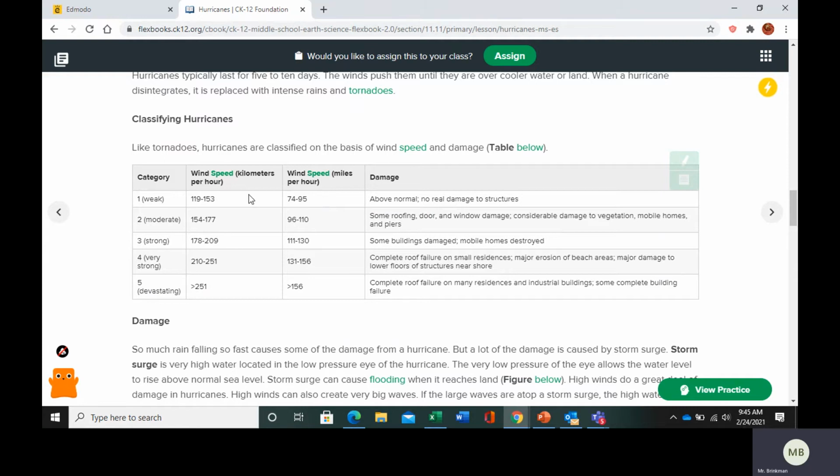So with hurricanes, how we classify their strength is we go with wind speed and damage. So it's very similar to tornadoes. And it's also similar in that the higher the number, the stronger the storm.